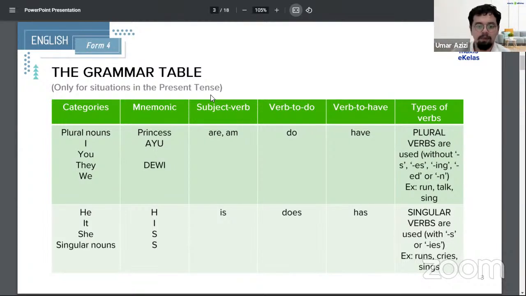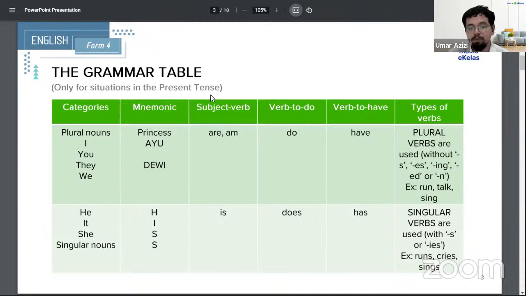Now, in this grammar table, we have plural nouns and singular nouns. The plural nouns are I, you, they, we, and the singular nouns are he, it, she. All right. Now, what are mnemonics? They are things that help you remember these. So for the plural noun category, the mnemonic is Princess Ayu Dewi. We'll explain this in a bit. If you're having a fun time with this, great. If you're confused, it's okay. We'll go through this together.